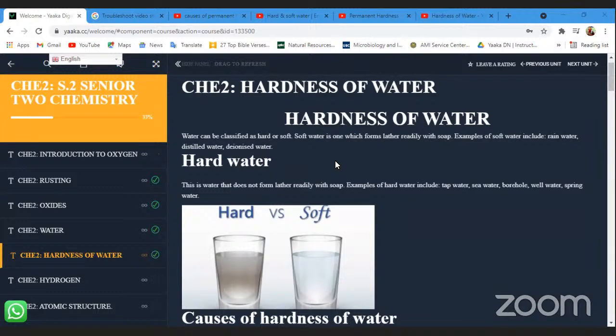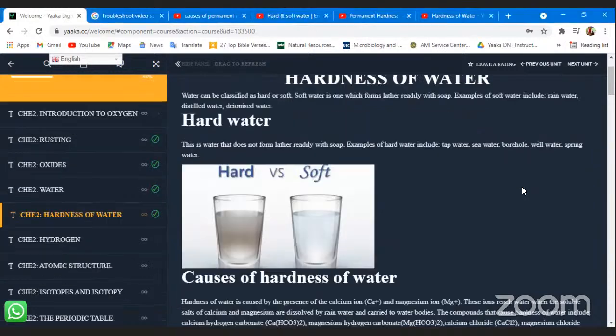The soft water is that water that makes lather easily with soap. And the examples of that are rainwater, distilled water, deionized water. Most of that is just soft water. Now, the hard water is that water that does not form lather readily with soap, and examples include tap water, seawater, borehole water, well water, spring water, and many other types of water.